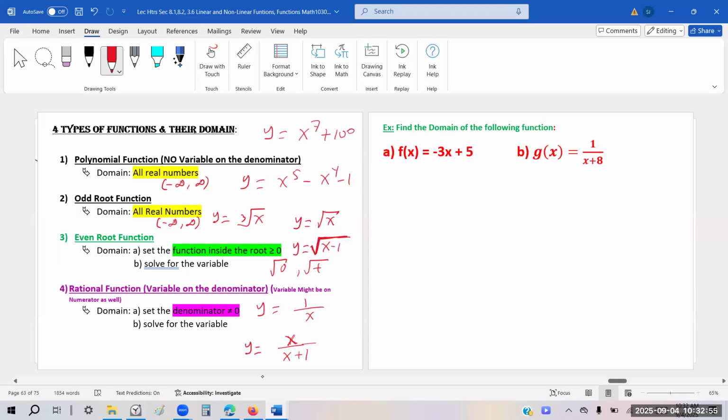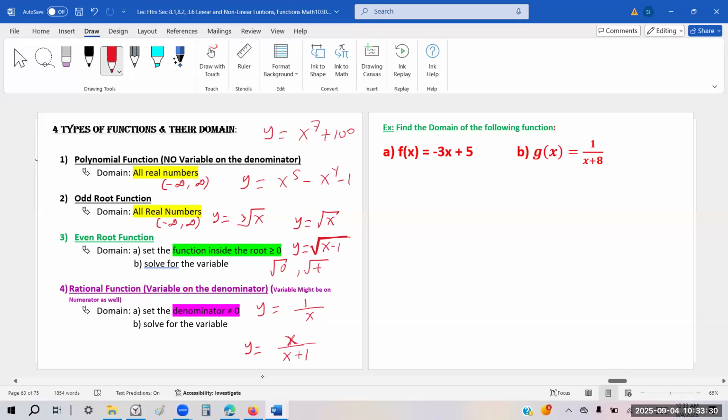First one is f of x equals negative 3x plus 5. So step 1, identify which type of function is given to you. Which type of function is negative 3x plus 5? Is it a polynomial or not a polynomial? How do you know? Good. There is no variable in the denominator, and there is no negative or fraction power on x.